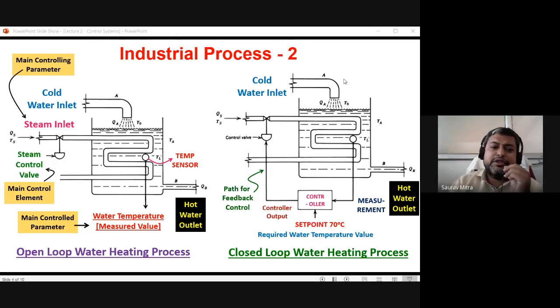Same thing, what is the difference between open loop and closed loop? In open loop we don't have any control over the process. So in open loop, whatever the temperature of the water may be, we don't know. It can be 100 degrees, it can be 30 degrees, we don't have any control over that. But as human beings we always want the process to be automated. We want to have the whole control in our hand. So we want the temperature to be 70 degrees centigrade because I'm comfortable taking a bath at 70 degrees centigrade.